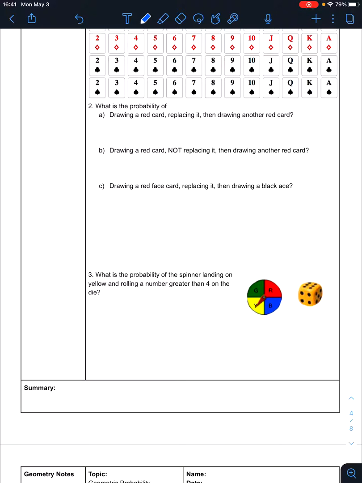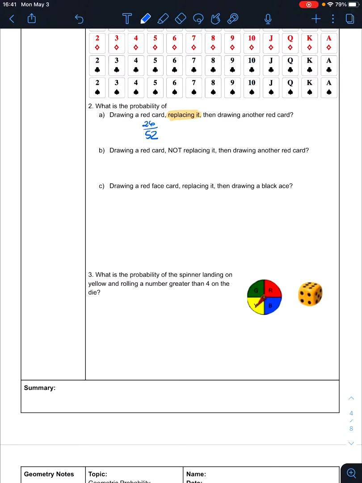Okay, so what's the probability of drawing a red card, replacing it, and then drawing another red card? All right, we're going to replace it. So drawing a red card, there are 26 red cards out of 52. So there are 26 out of 52. We're going to draw it. Look, we got a red. We put it back. Now I want to draw a red again.